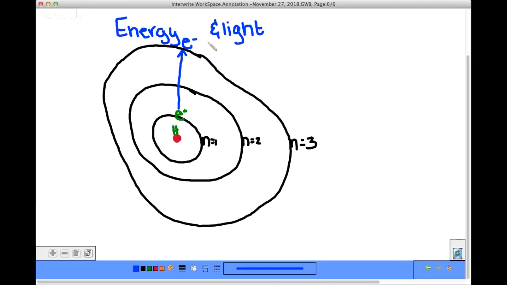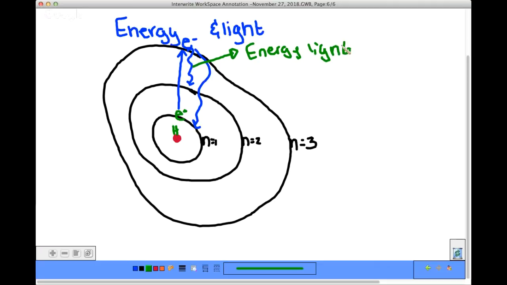It can't stay in this higher energy level for too long. So what ends up happening is that it's going to fall back down. It could fall back down to just the second energy level, or it could fall back down all the way to the first energy level. Depending on how far it relaxes or falls back down, you're going to see a different light or a different color. So let's say that this releases energy, and this energy again is going to be light.